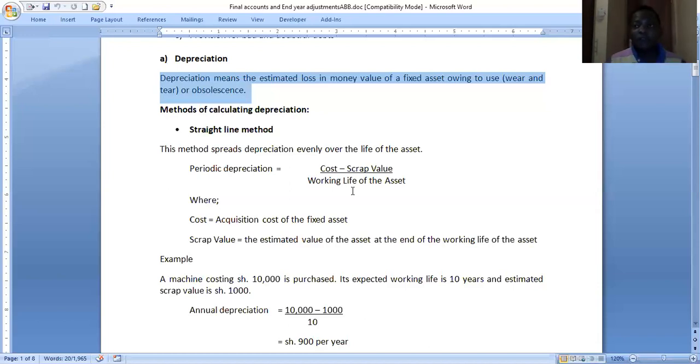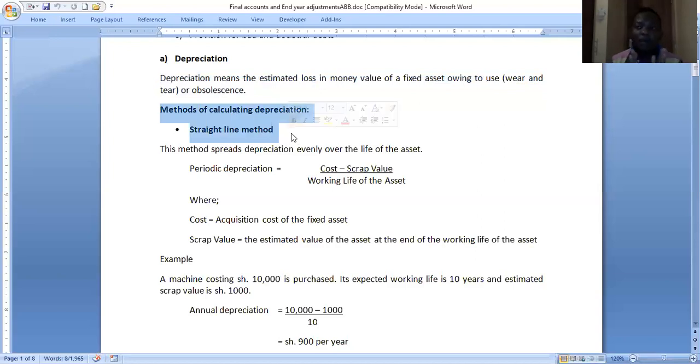So we have various methods of calculating depreciation. We have the first one, the straight line method. The straight line method charges a constant amount of depreciation per year. So if it is 1,000 shillings, it is 1,000 shillings for year two, for year three, for year four, until the end of that asset's life. Thus it's referred to as straight line because it's a straight, constant amount of depreciation. So therefore, we can say that this method spreads depreciation evenly over the life of the asset.